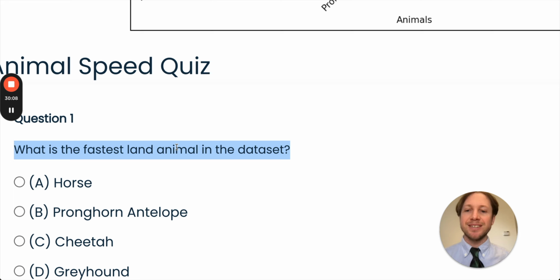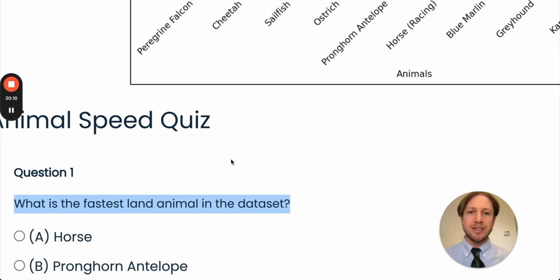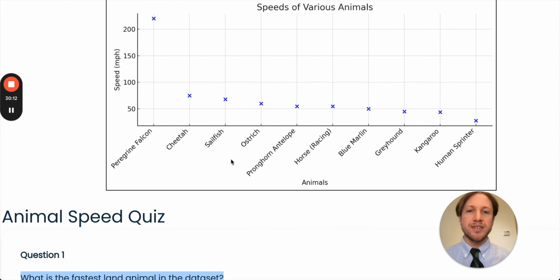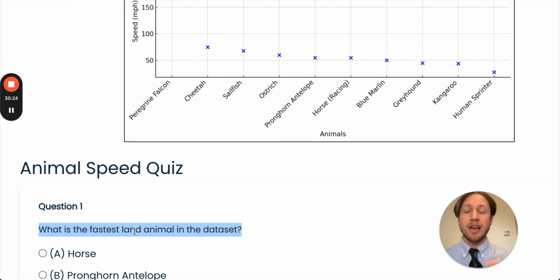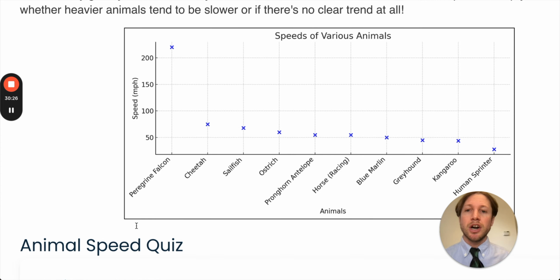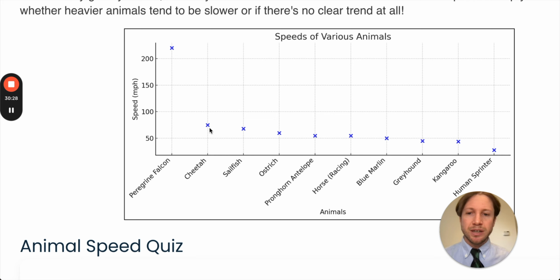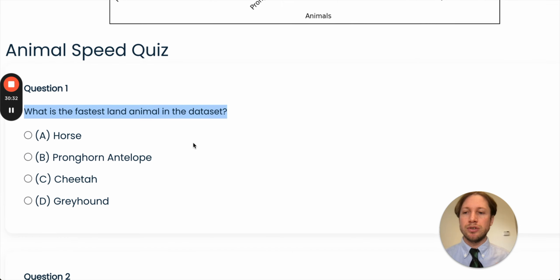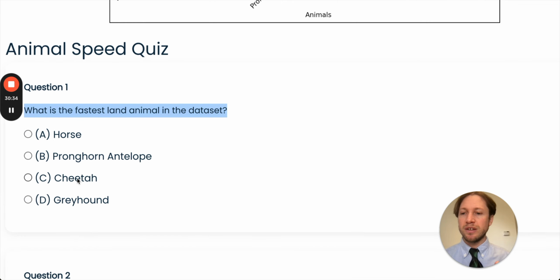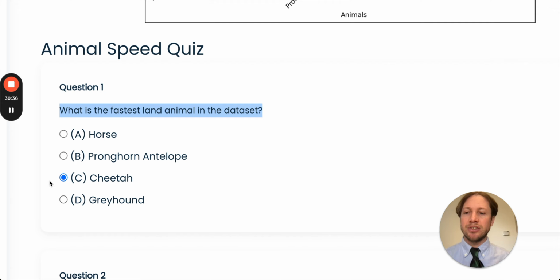So let's go ahead down and read the questions as they are stated. What is the fastest land animal in the data set? First of all, I just want to know what the fastest animal in the data set is. And it looks like right here we see this X over 200, looks probably about 250 or so. That is the falcon, but the falcon is not a land animal, so be careful. All right, so land animal, the next fastest animal is the cheetah. The cheetah is a land animal, so I'm going to navigate here and see if there is a cheetah in the answer options. There is.